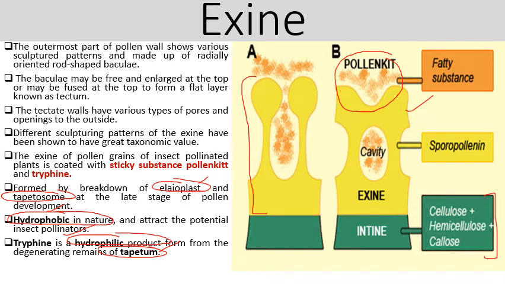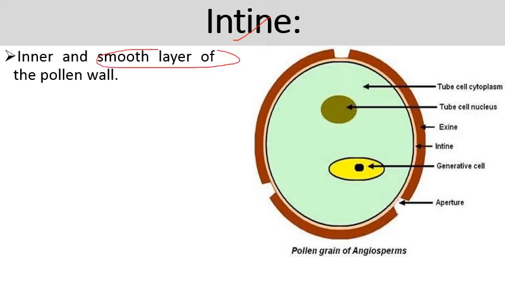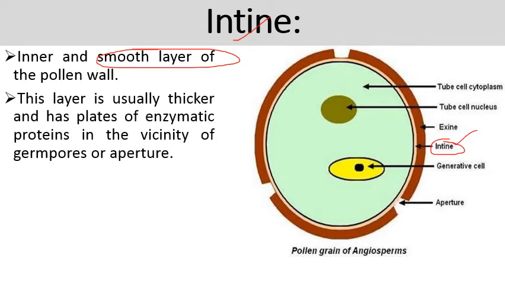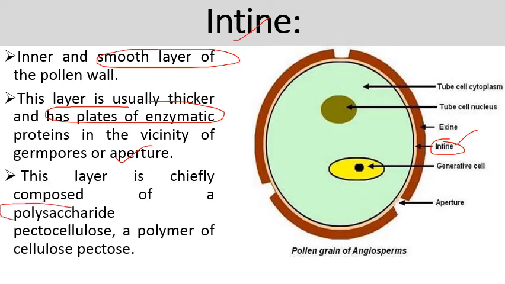This photograph shows the outer layer, that is exine, and the inner intine. Intine is composed of pectocellulosic substances: cellulose, hemicellulose, and callose. The next layer is intine, which is the inner layer of the pollen wall. This is the inner and smooth layer of the pollen wall and is mainly made up of pectocellulosic substance. This layer is usually thicker and has plates of enzymatic proteins in the vicinity of the germ pore or aperture. It is chiefly composed of polysaccharides, that is pectocellulose, a polymer of cellulose and pectin.